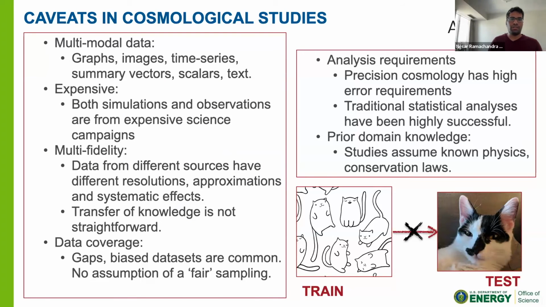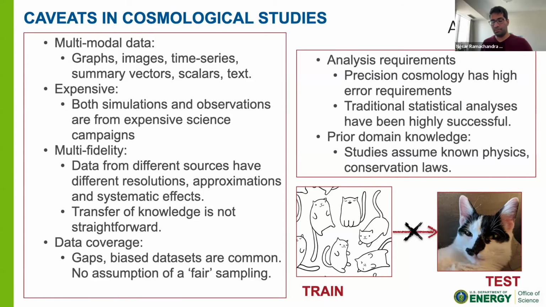However, with all cosmology studies, like in any scientific studies, there are a lot of caveats that come along with the domain. Some of the caveats that I managed to list are things like multimodality. Cosmology datasets, be they observational or simulation-based, can come in multiple modes. We have graph datasets, we have images, plenty of images coming from telescopes. We have a lot of time series, summary vectors, scalars, and more recently, there's a lot of emphasis on text knowledge, that's in the papers and the textbooks and everything. So a lot of different types of datasets.